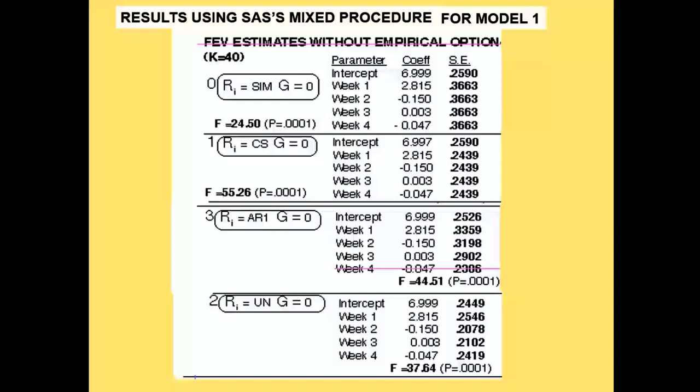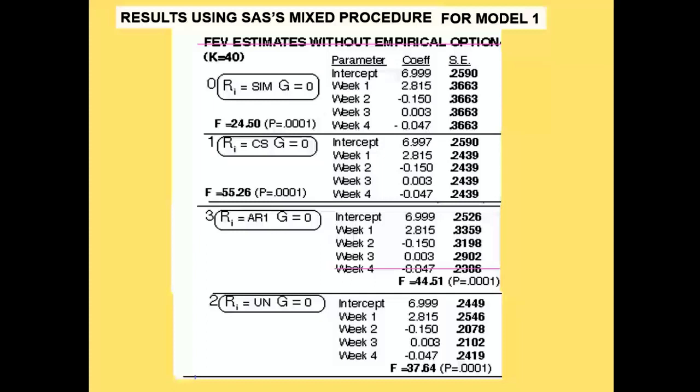Now, notice that this is the model. In this particular model, the referent group, the class variable was week, and so the referent group was week five. Now let me ask you this. If the referent group was week five, and I asked you, given this model, what's the estimate of the average FEV score for the fifth week, what's the answer?